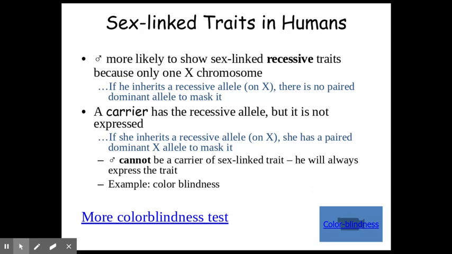Sex-linked traits in humans are more likely to be recessive. And since there's only 1 X required for a male, they're more likely to appear in males. Females, however, can be carriers. They can have the recessive allele, they just don't express it. They mask it in themselves, but then when they give it to a son, it appears as the trait.